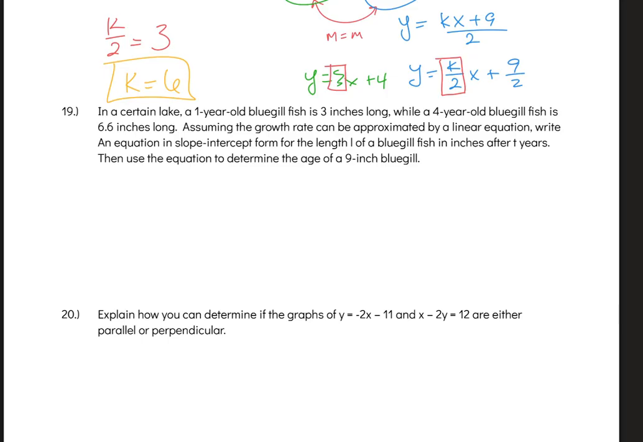In a certain lake, a 1-year-old, let's do some highlighting here because there seems to be a lot of words. A 1-year-old bluegill fish is 3 inches long. A 4-year-old bluegill fish is 6.6 inches long. Assuming that the growth rate can be approximated by a linear equation, write an equation in slope-intercept form. We want slope-intercept form for the length L of a bluegill fish in inches after t years. Then use the equation to determine.